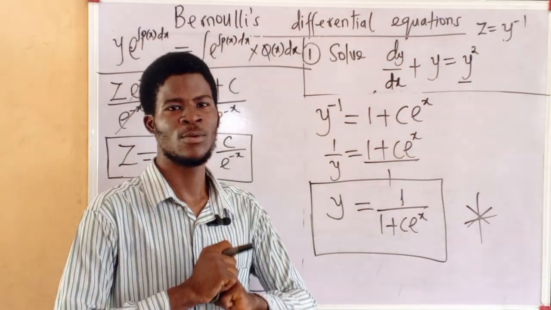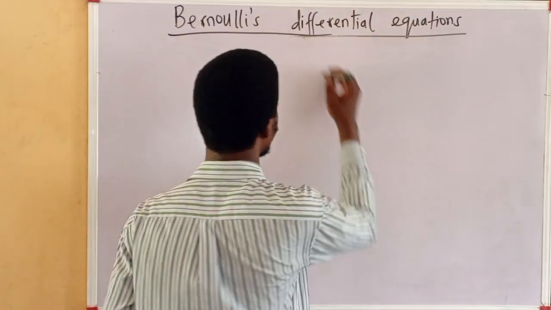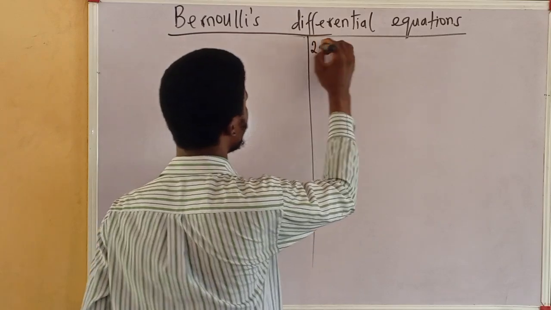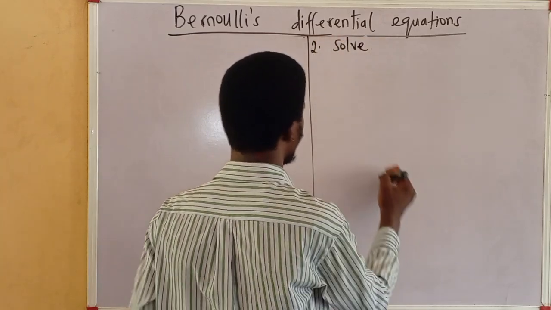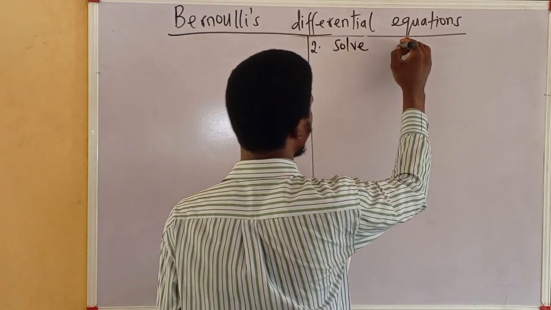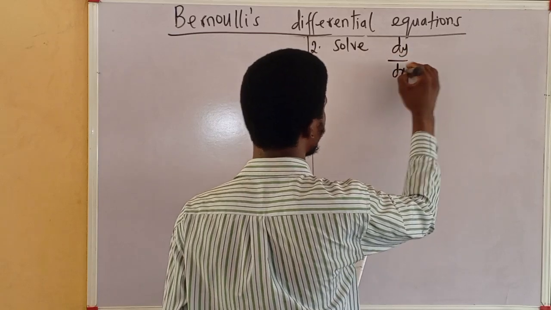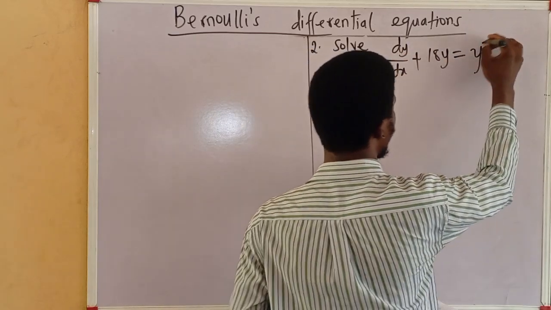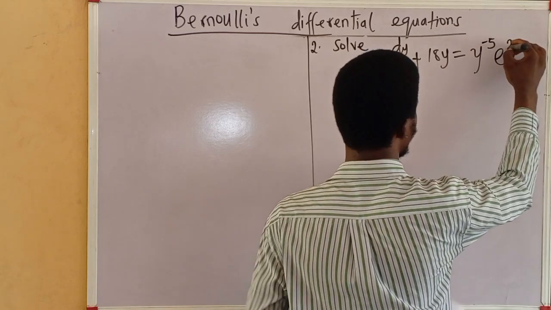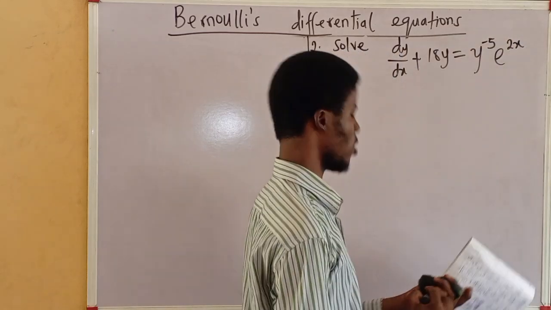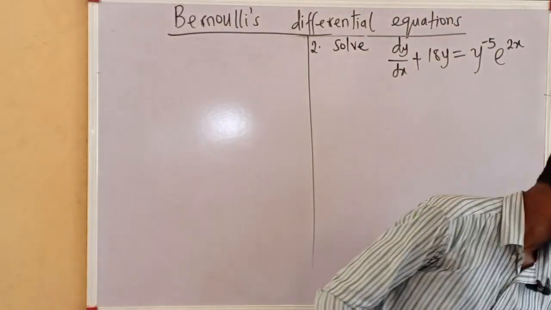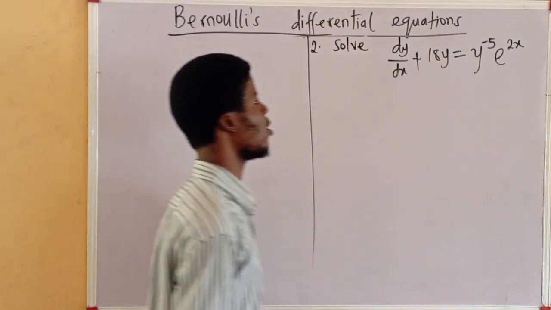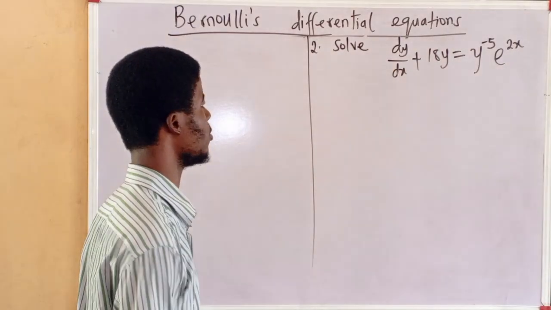Let us take one more example. Let's solve this problem that says solve dy/dx plus 18y equals y to the power of minus 5 times e to the power of 2x. This is also another Bernoulli's equation that we are going to solve. Let us see how to get the general solution.